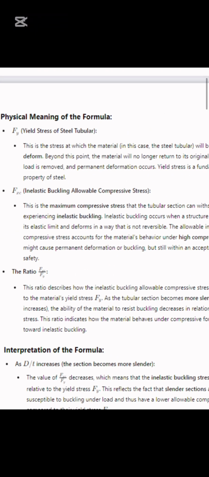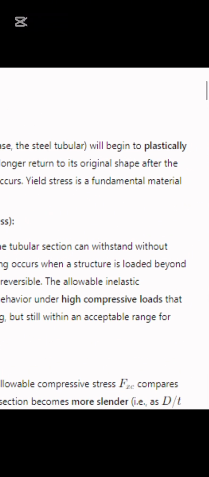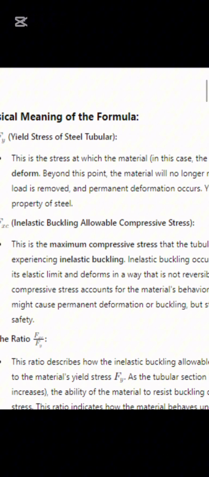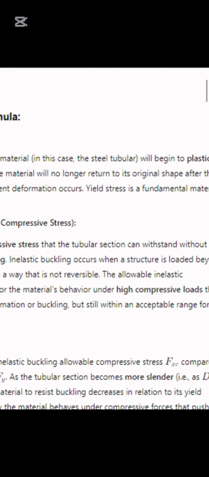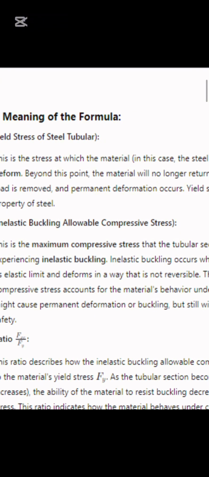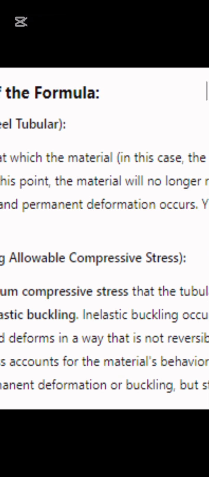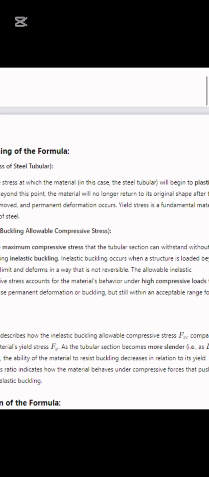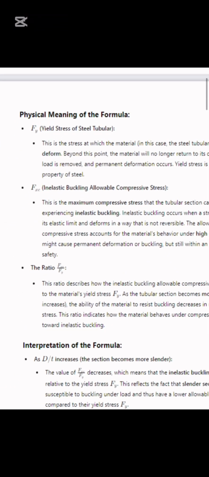The physical meaning: we can see the yield stress of the tubular. This is the stress at which the material will begin to plastically deform. Beyond this point, the material will no longer return to its original shape after the load is removed and permanent deformation occurs. The yield stress is a fundamental material property of steel.